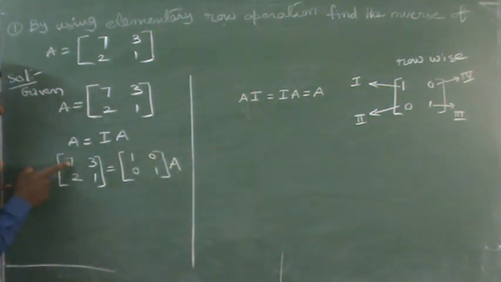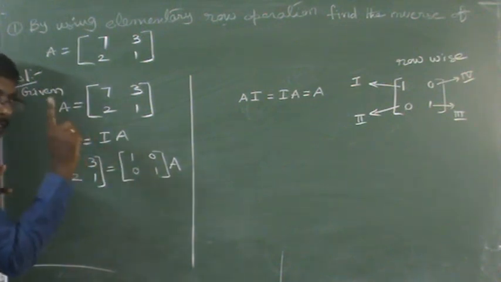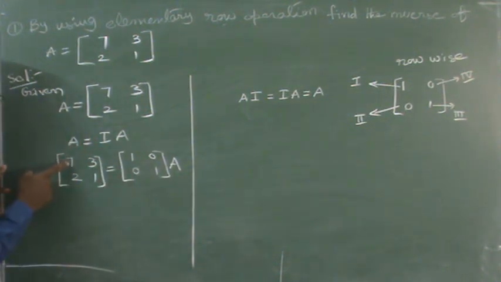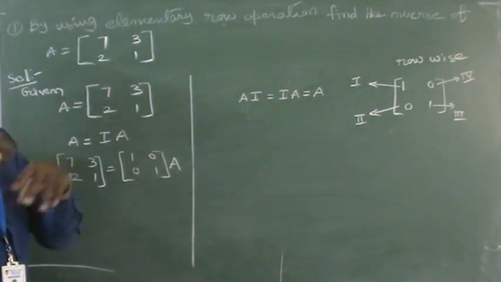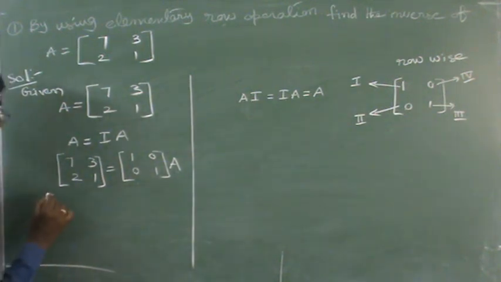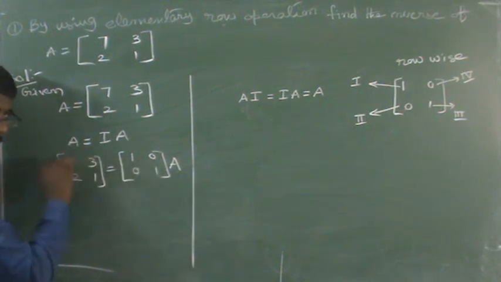Which operation are we using to convert this 7 to a 1? The same operation is applicable here also. Very, very important. The same operation is applicable for the entire row, not for one element. See, this is 7. We are using some operations, and I am writing the operation. Why? Because 7 is the place value of the first row.